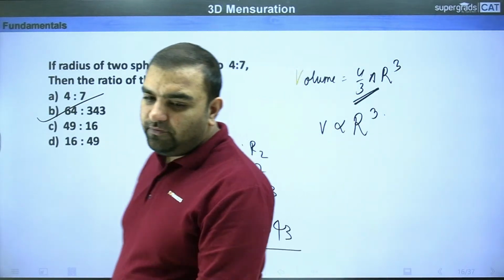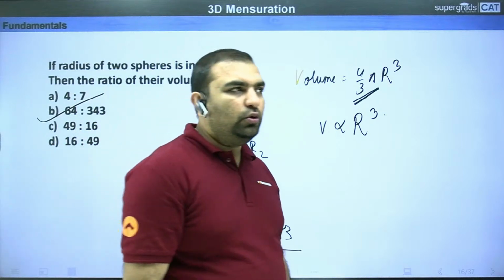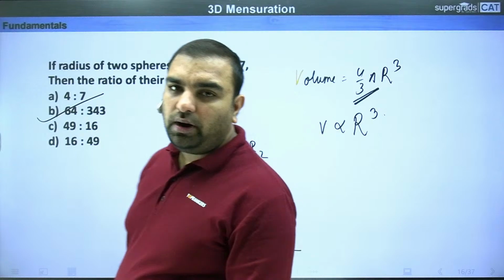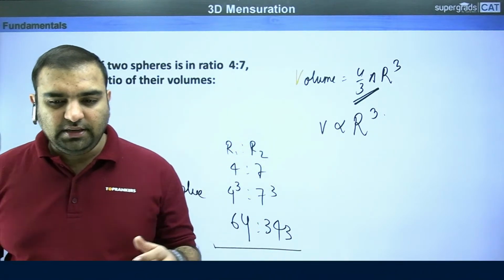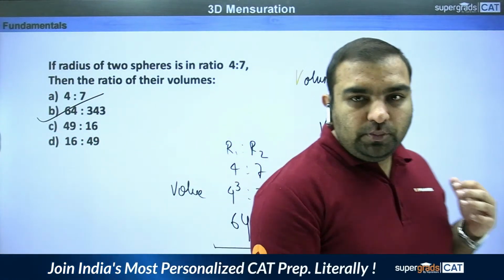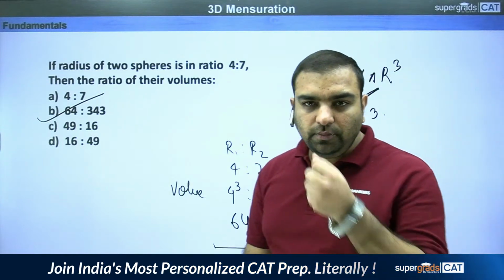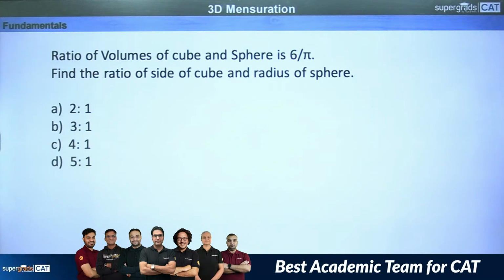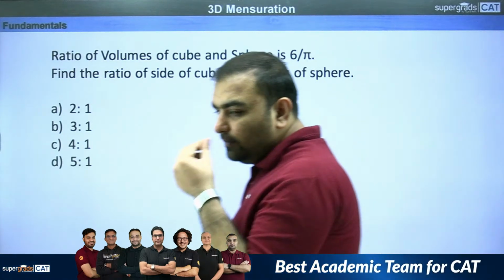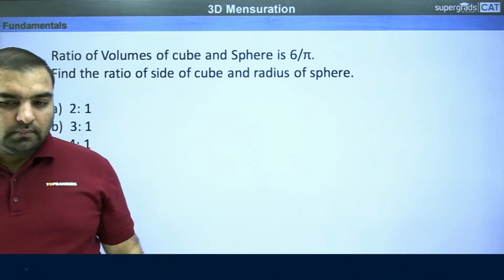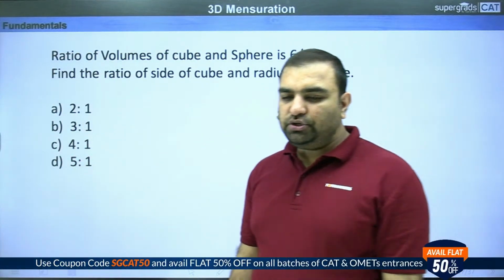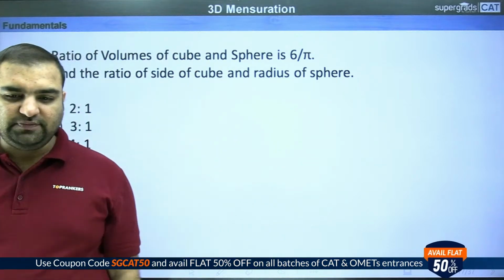Because for a sphere, volume is 4 by 3 pi r cube. 4 by 3 pi is a constant. So volume is directly proportional to r cube. So if r is in the ratio 4:7, then volume is in the ratio 4 cube to 7 cube, that is 64:343. Let's move on to the next one. Volume of a cube and a sphere is given. What is the ratio of side of a cube and the radius of the sphere?